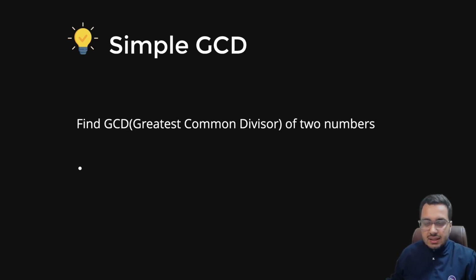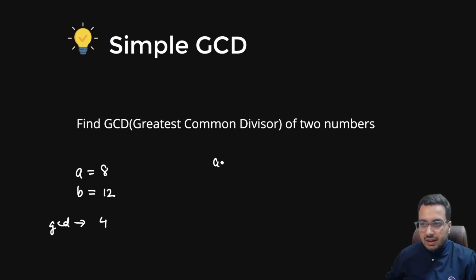So for example, let's say there is a number A that is 8. There is a number B that is, let's say, 12. So what is the largest number that divides both of these numbers, okay? So by intuition, we can see this number is nothing but 4. 4 is the largest number that will divide 8 and 12 both.